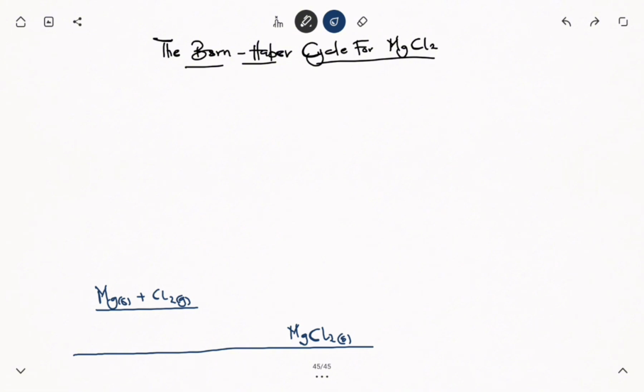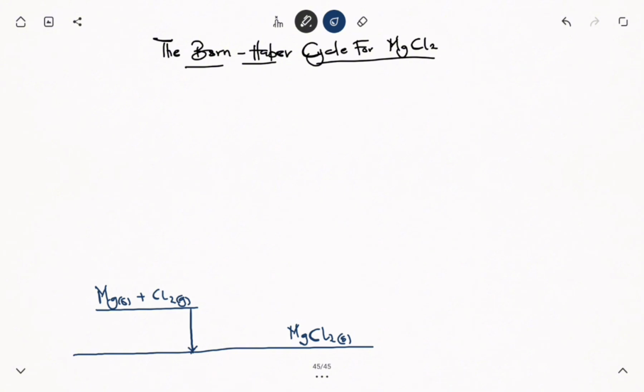Now the first thing you're going to do is to write the equation for the elements involved in their standard states. So over here you have magnesium in the solid state, and then chlorine in the gaseous state. So what we want to make is magnesium chloride in a solid state. Now magnesium chloride is an ionic compound.